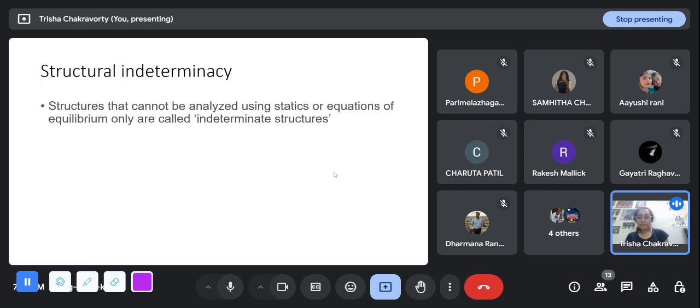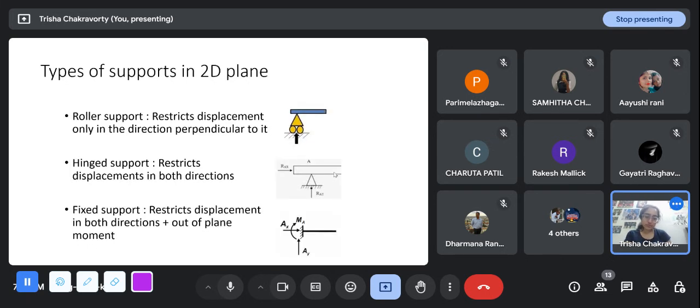Structural indeterminacy: structures that cannot be analyzed using the equilibrium equations. Since there are three kinds of motion or force allowed, there are three equilibrium equations that we have in the 2D plane. We know that for a body to be in equilibrium, the summation of forces along the x direction should be zero, the summation of forces in the y direction should be zero, and the summation of the moments about the z axis should be zero. These are the three basic equations that we have if any body is under equilibrium.